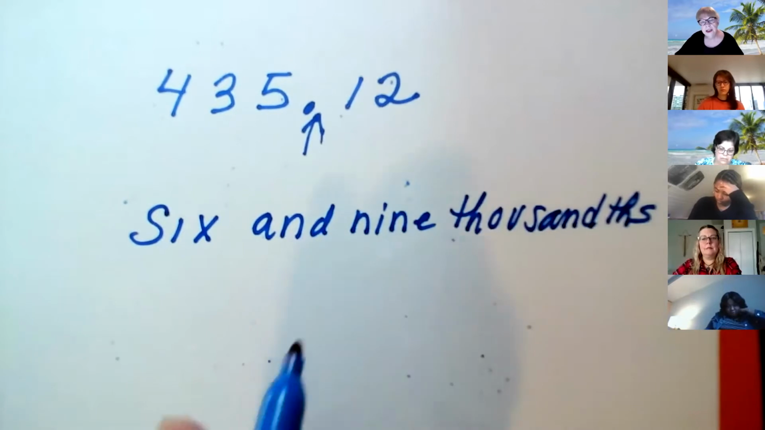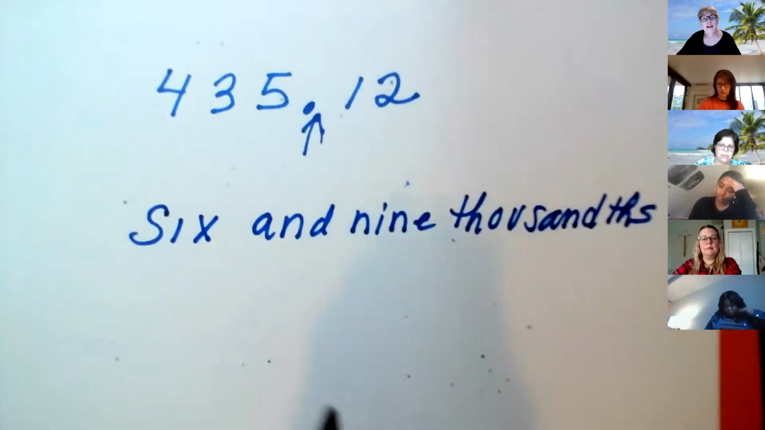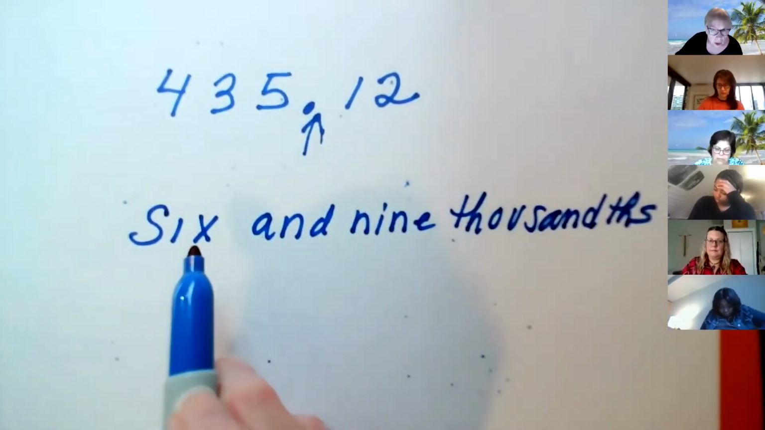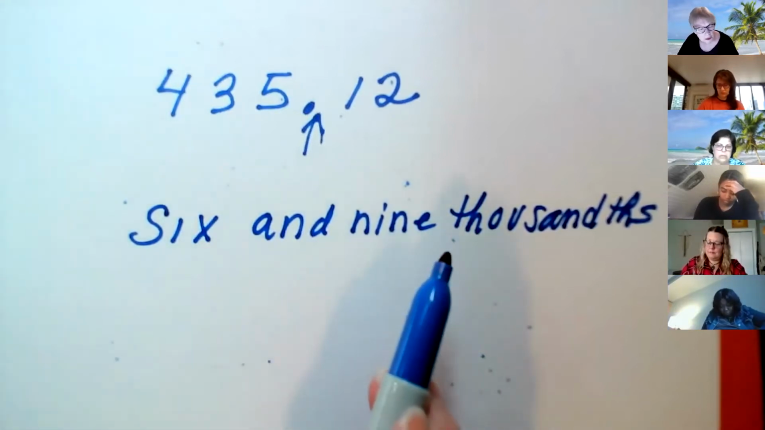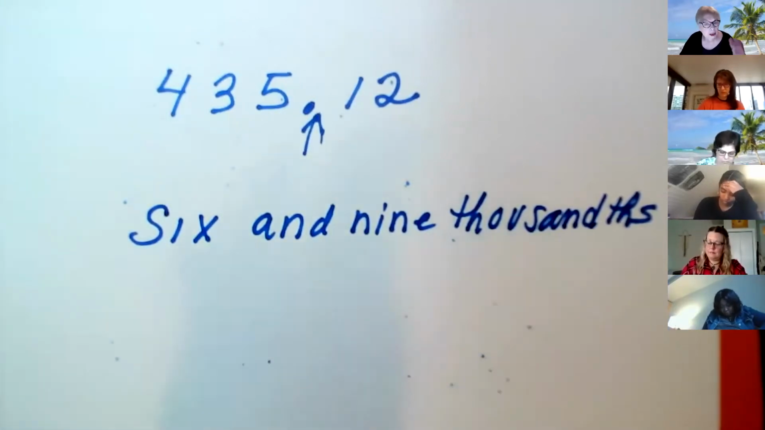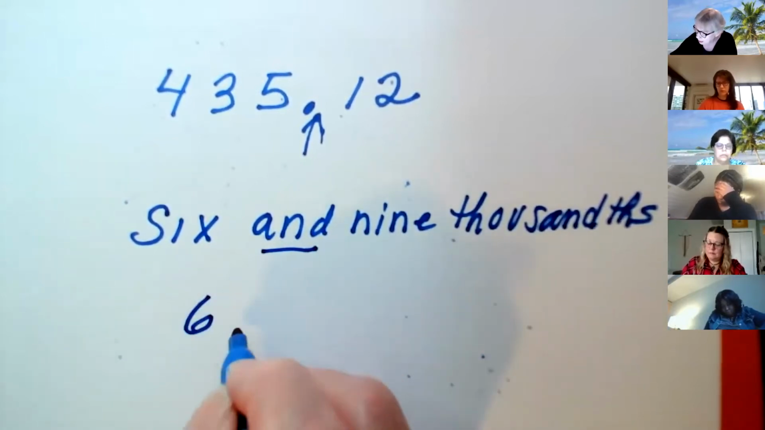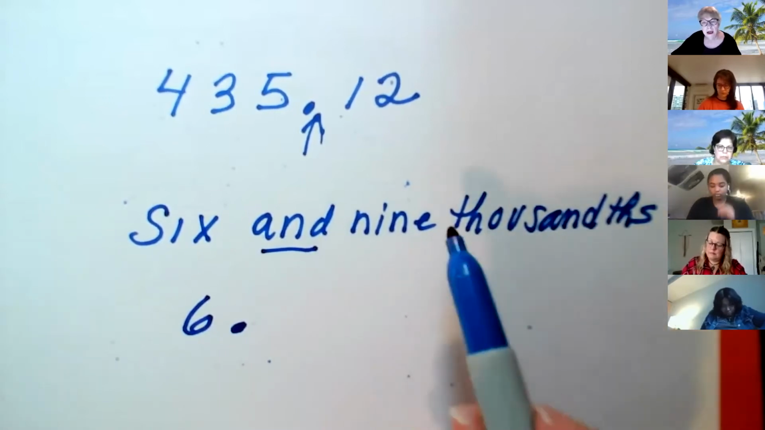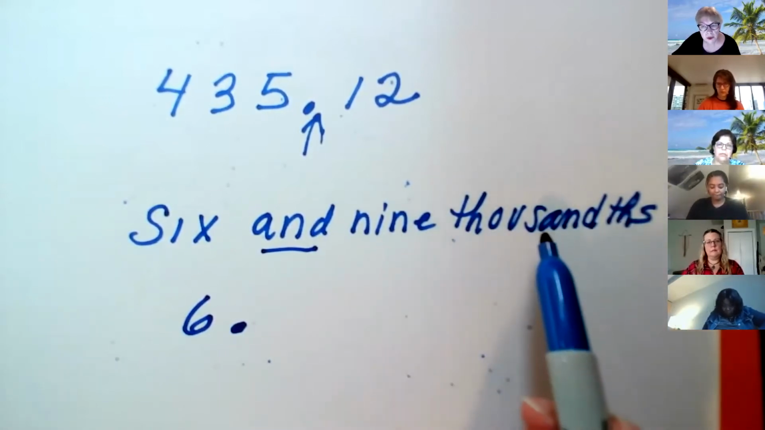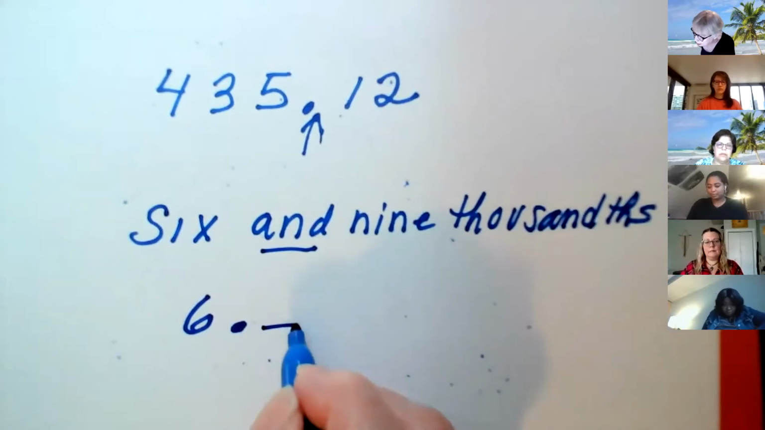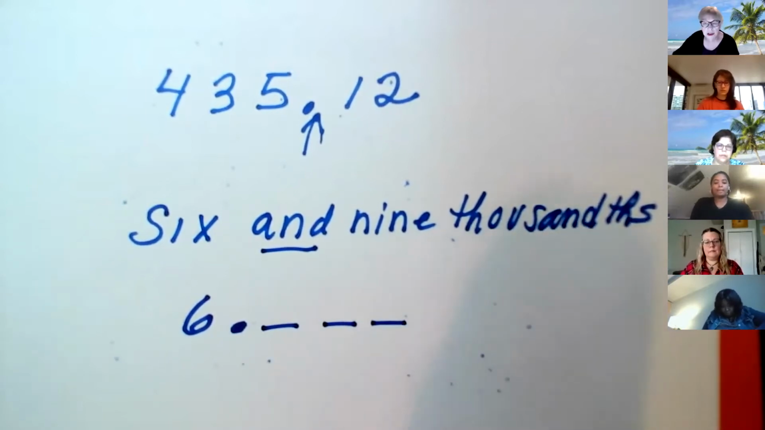So they could give you a decimal and ask you to write it in words, or they could give you the words and ask you to write it in decimals. So it's back and forth to make sure you're clear. So here's the end. And so it's 6 and now this is 9 thousandths. So it's tenths, hundredths, thousandths.